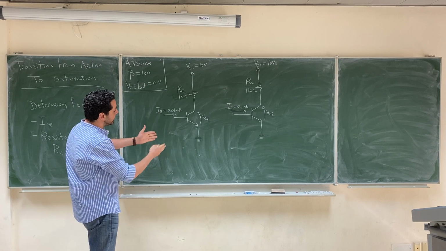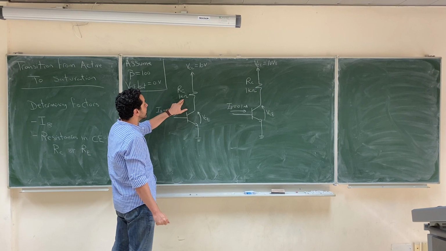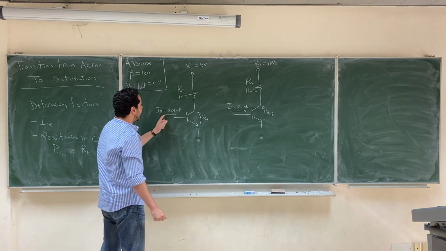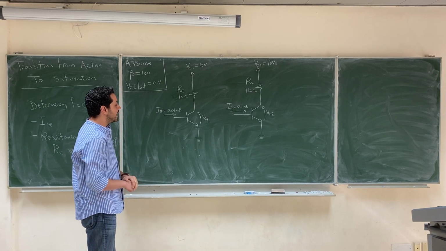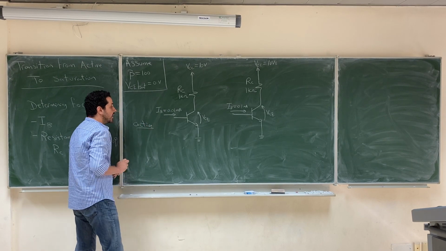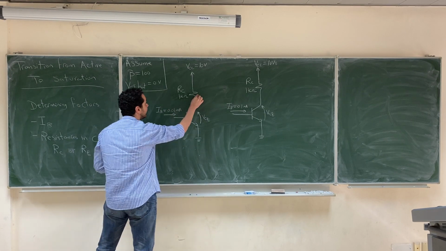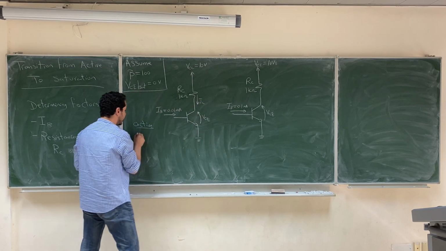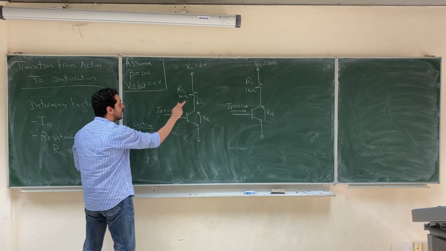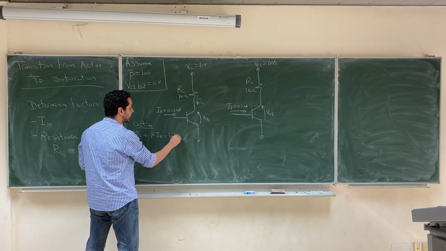Let's assume that we have a bipolar junction transistor where RC, the resistor connected to the collector, is 1 kilo ohm, VCC is 10 volt, and the base current is 0.01 milliampere. Let's assume that this transistor is active, and let's calculate IC. If the transistor is active, then IC equals beta times I base, which is 100 multiplied by 0.01 milliampere. So this will give you 1 milliampere.